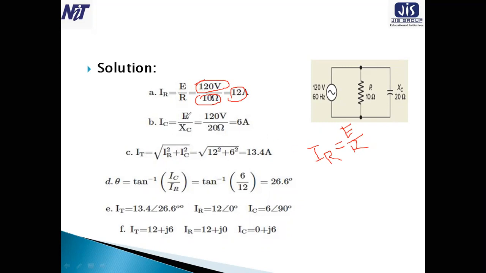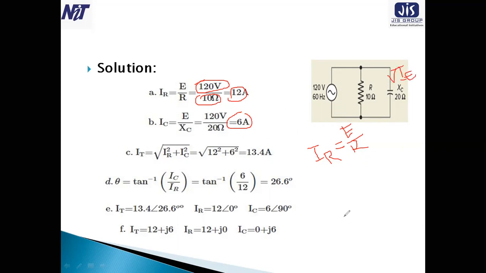The voltage is the same for both cases because all are connected in parallel. So the voltage across the resistor is 120, and the voltage across the capacitor is also 120. So 120, and XC is 20. So 120 by 20, that means the value of the current IC which will flow through the capacitor, that is IC, is 6 amperes.